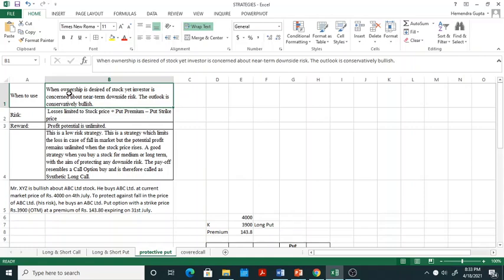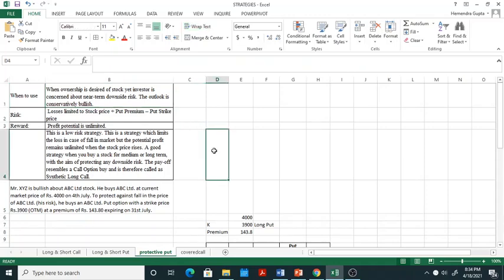Therefore, I want to limit my loss, which can happen if my stock or my asset goes down. That is the theory behind this, and with this objective, the strategy can work. It will limit the losses which can happen over a short period of time. So this is a very low risk strategy. Let's take an example to understand how the strategy will work.